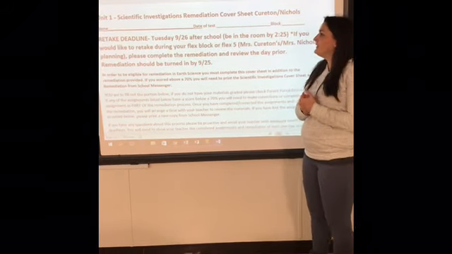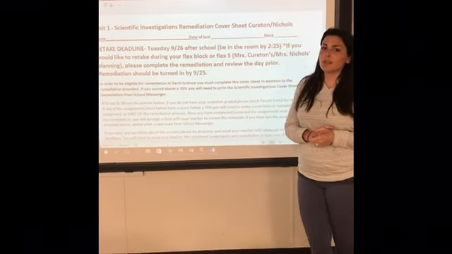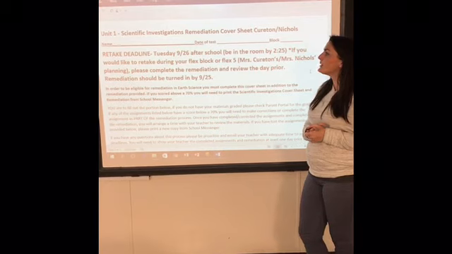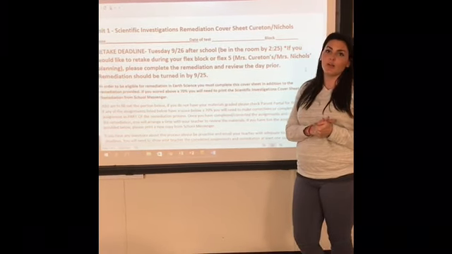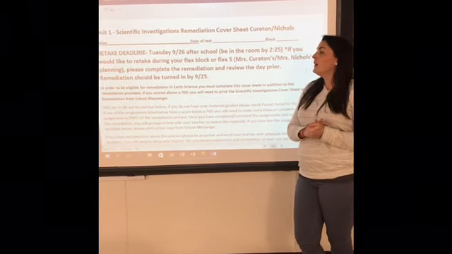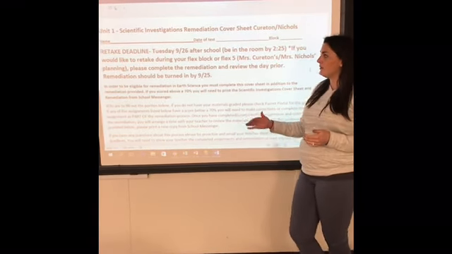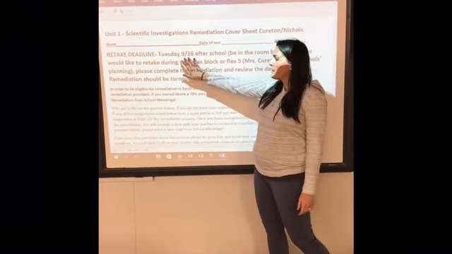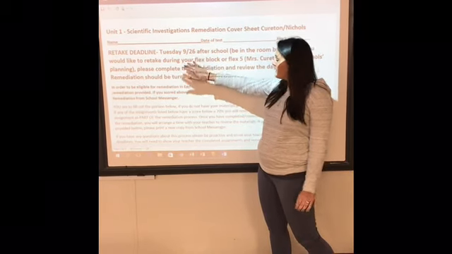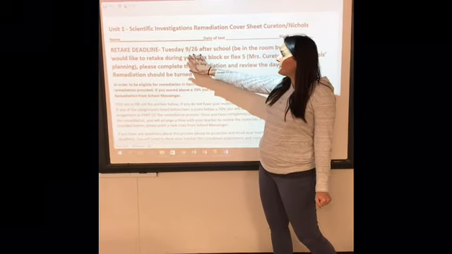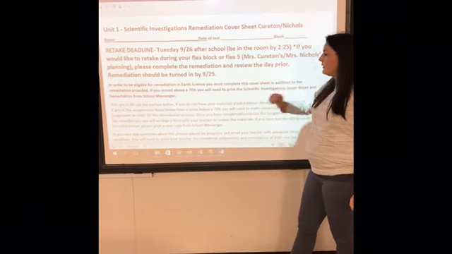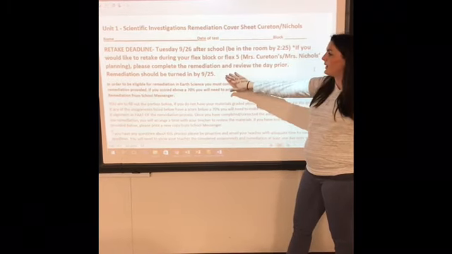Okay, so this is the remediation process for earth science. The first thing that we do is we have a hard deadline of when retakes can be done. Retake assessments have to be done before the next unit assessment. So you can see here, they just got their test back today. Their retake deadline is the 26th, and the remediation has to be complete by the 25th.